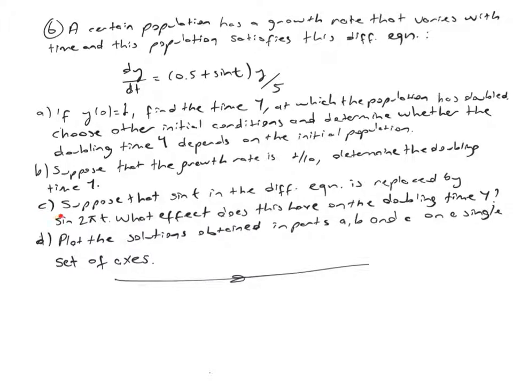Part C. We are asked to suppose that sin t in the differential equation is replaced by sin 2 pi t. What effect does this have on the doubling time tau? Part D. We'll plot the solutions obtained in parts A, B, and C on a single set of axes. Let's first start to solve the differential equation.